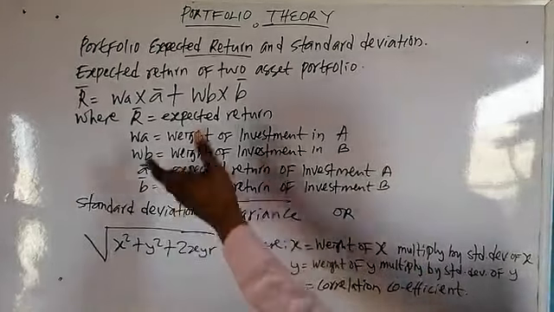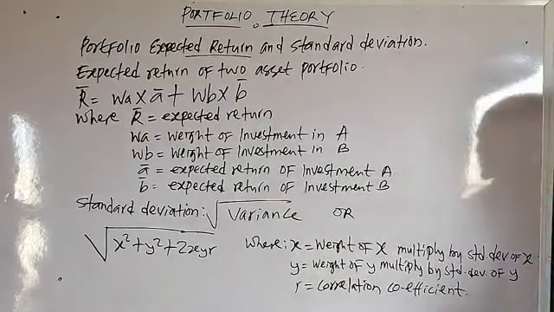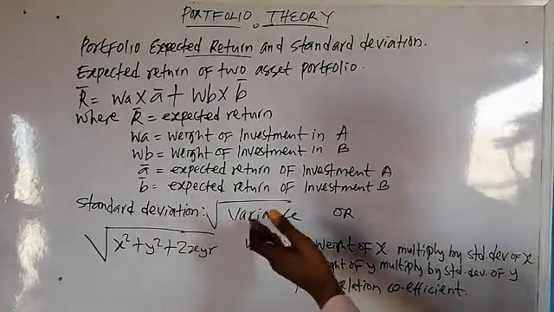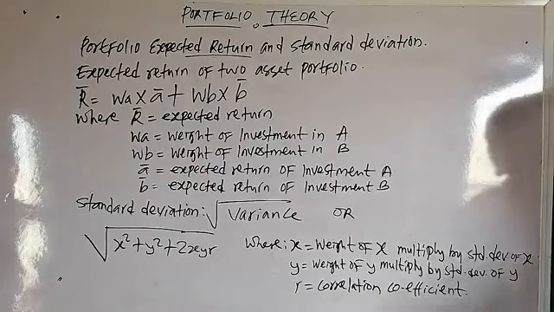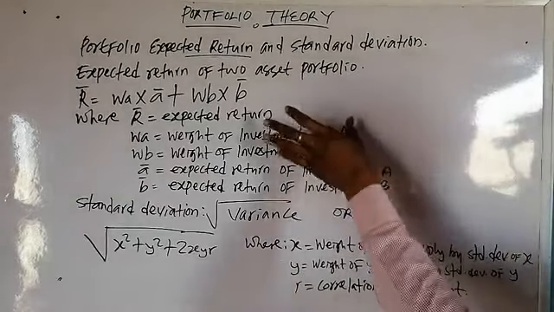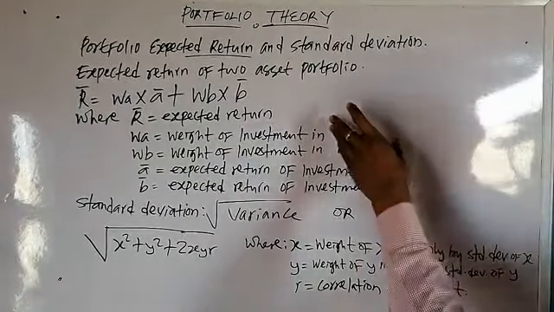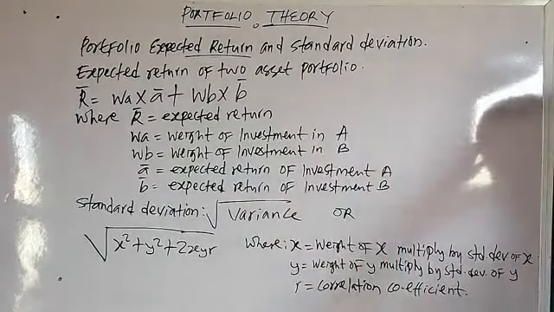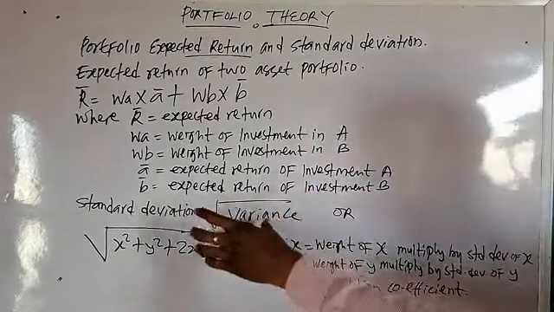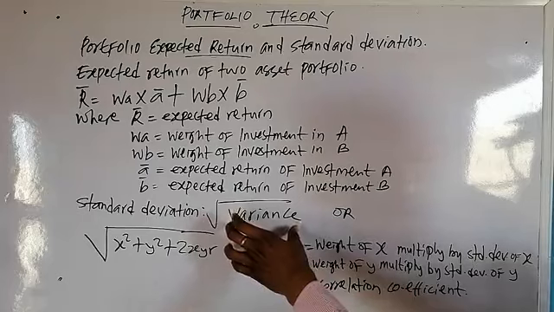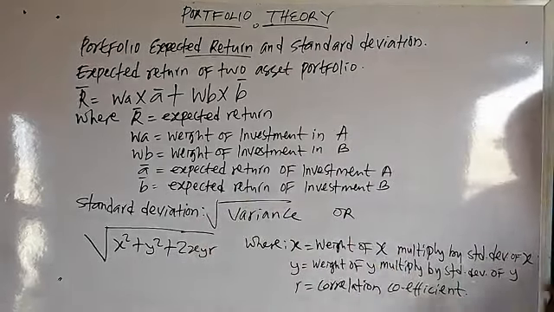So now we have talked about return. Let's look at the standard deviation, which is the risk. Standard deviation is the square root of variance. After getting the expected return from each of the investments, we calculate the variance, which is your return minus the expected return. The answer you get for the variance is what you use to get the standard deviation. So standard deviation is the square root of the variance.